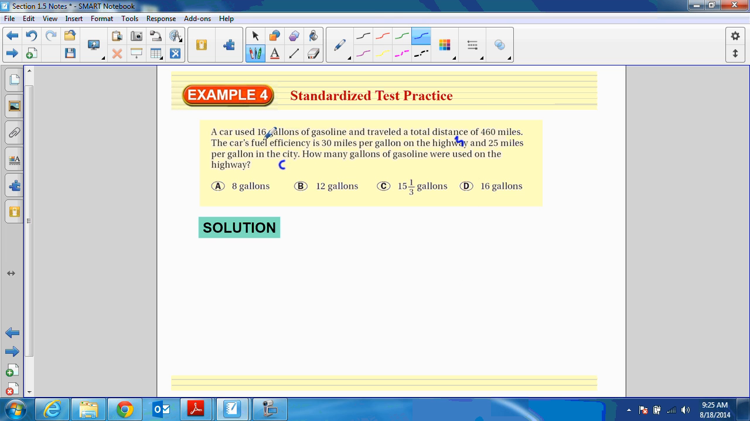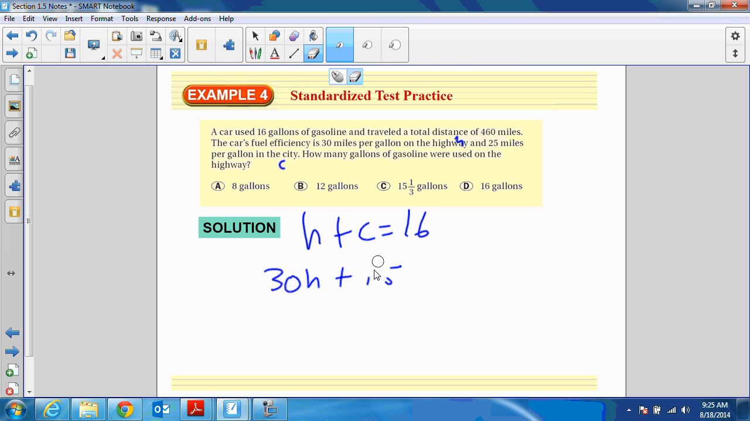Okay, so first I'm going to do, there's 16 gallons used. I don't know how many we use in highway or city, but 16 we use total. So I'm going to do H plus C equals 16. The gallons total was highway plus city equals 16 gallons. Next, I'm going to write the other equation. There are 30 miles per gallon on the highway and 25 miles per gallon in the city, and there's 460 total. So I'm going to do 30H plus 25C equals 460.